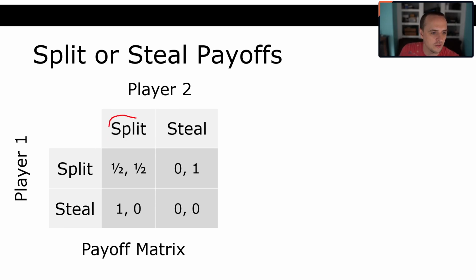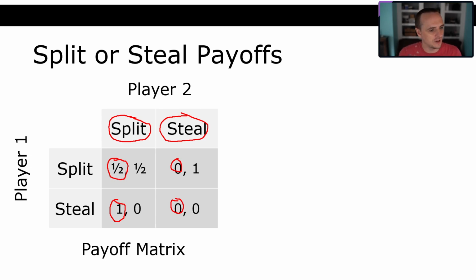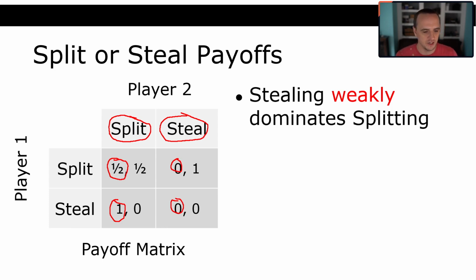So let's look at what the other player is going to do. If they choose split, if we choose split, we get half. If we choose steal, we get all of it, right? So steal is better than split if they choose split. If they choose steal, well, if I choose split, I get nothing, right? Because they've stolen from me. And if I choose steal, I get nothing. So they're tied. So in one case, they're tied, and in the other case, stealing is better. So stealing weakly dominates splitting. We talked about strictly dominating before.